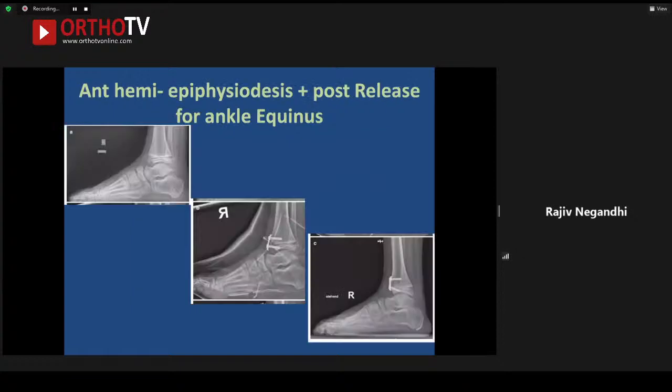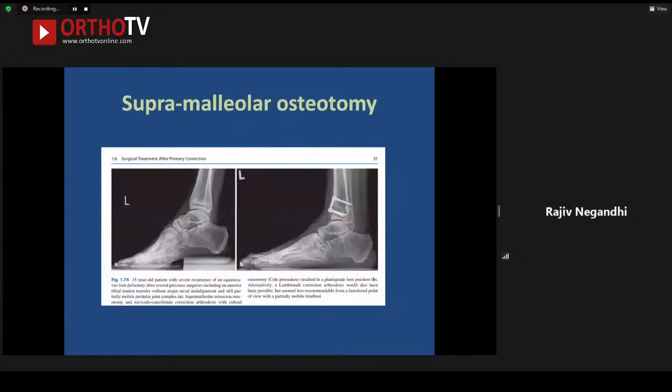So what are the newer methods? If there is an equinus at the ankle joint, you may try to do a hemiepiphysiodesis over the anterior aspect of the distal tibial epiphyseal plate, and gradually the deformity will get corrected. If the child is an adolescent and has a good talus, then you can go for supramalleolar osteotomy to correct the residual ankle equinus.